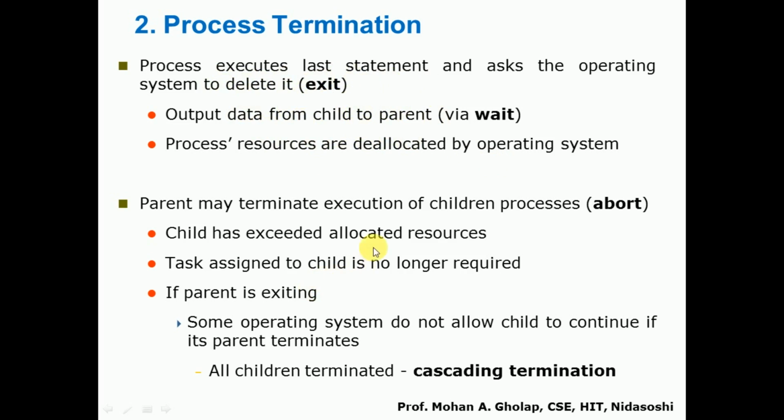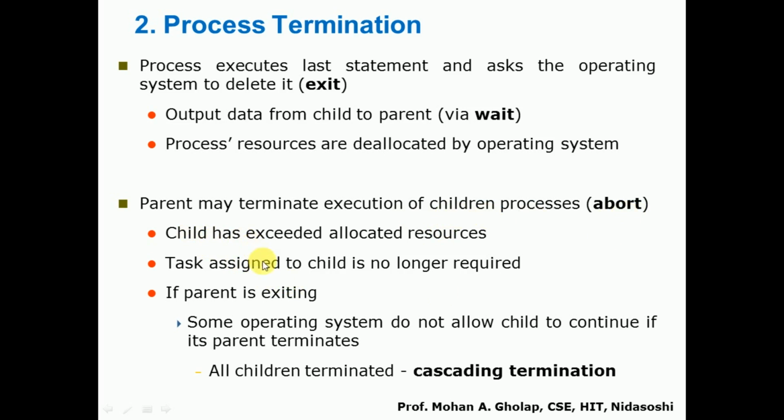As I told you, the second case is where the parent will terminate the process. So what are the reasons for terminating the child by the parent? Those we'll discuss here. The parent may terminate the execution of child processes through the abort system call. The child process may call exit to terminate normally, and when the parent wants to terminate the execution of the child abnormally, it will call the abort system call.